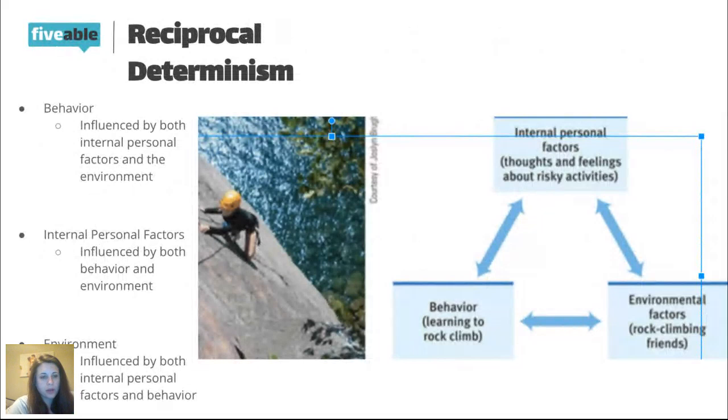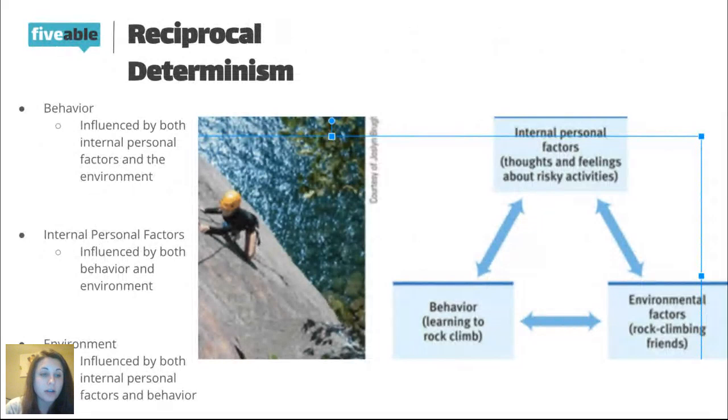As an example, the rock climbing one is what's listed here, but we're going to use my dog and thunderstorms. My thoughts and feelings about thunderstorms are that it makes my dog sad, and so I feel bad. When it thunderstorms, I feel sad because I know that my dog is upset and nervous. So those are my internal personal factors. My outward behavior is that because I'm sad, I take him to the basement, because he feels better in the basement. So my outward behavior is going to the basement.